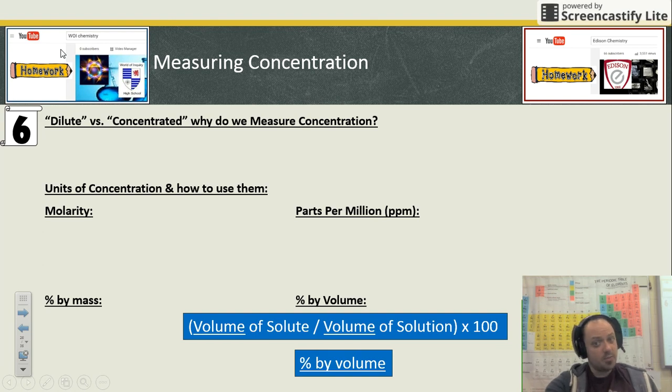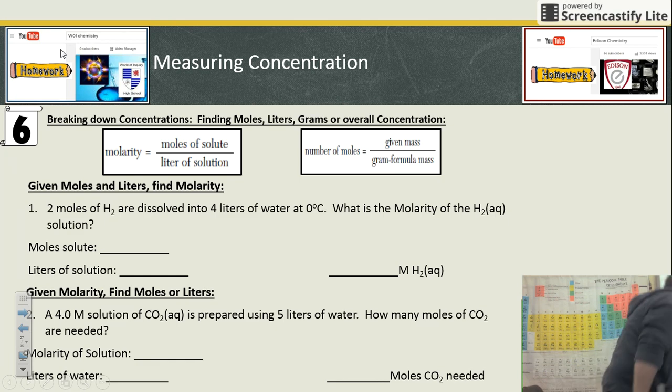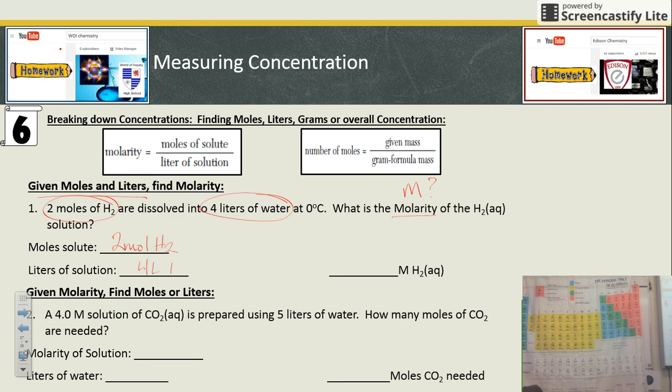Okay, some are 1-step, some are 2-step. Follow along with me. All right, so I'm at the board here. We're going to calculate molarity if we are given moles and liters. Okay, so we're given 2 moles of H2, 4 liters of water. What is the molarity, capital M? Well, moles of solute is 2 moles H2. Liters of solution, 4 liters H2O.